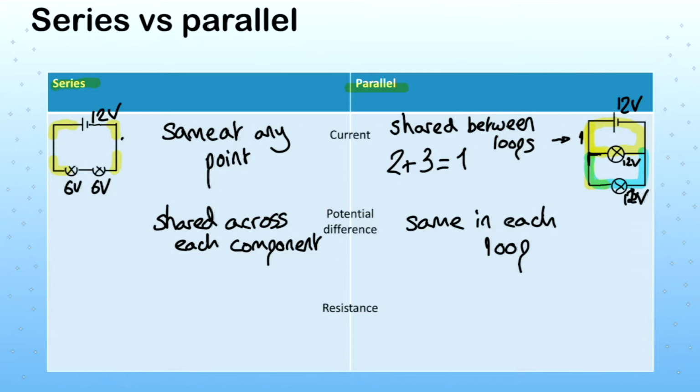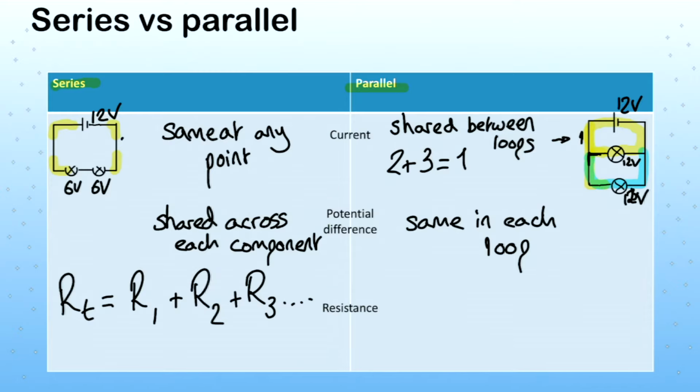And the final little bit is resistance. When we have resistors or components in series, they follow a rule which we do need to know. It's a little equation: RT, the total resistance in that series part, is the resistance of resistor 1 plus resistor 2 plus resistor 3, and so on. So if you have 3 resistors in a line, first is 3 ohms, second is 2 ohms, third is 1 ohm, the total resistance, if you add them all up, is going to be 6 ohms.